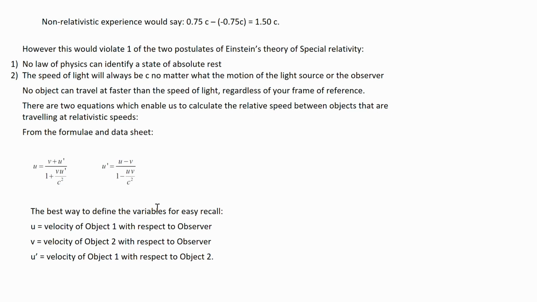So the best way for me to define the variables so that I can recall them, because this is a memorized thing, is I write my variables down in alphabetical order, u, then v, and then I write u dash. u is the velocity of object 1 with respect to the observer. v is the velocity of object 2 with respect to the observer, and then u dash would be the velocity of object 1 with respect to object 2. Okay, so it makes it really easy to remember. So u, v, u dash: object 1, object 2, object 1 with respect to object 2.